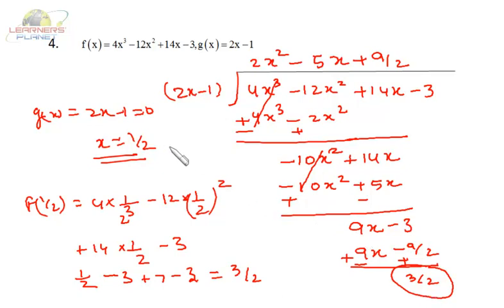So further, we can establish the remainder theorem that if a polynomial P(x) is divided by x minus a, the remainder is P(a). So in this case, the polynomial f(x) is divided by g(x), that is 2x minus 1. The remainder is f(1/2), not g(1/2), but it is f(1/2). Okay.